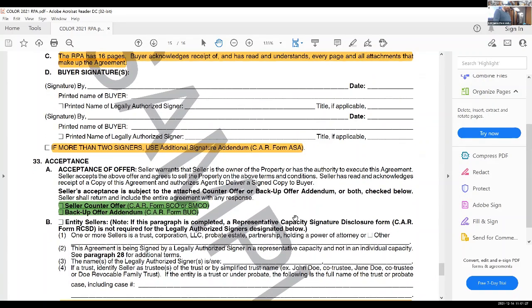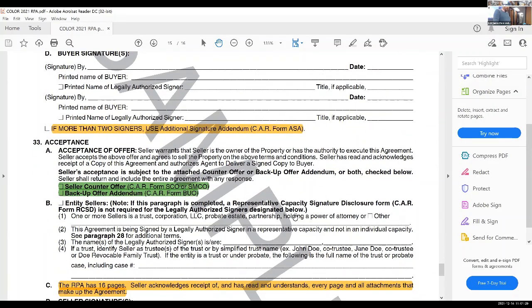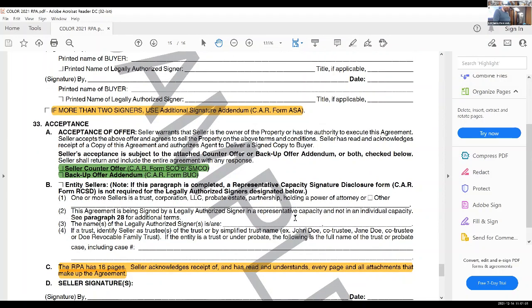The acceptance of the offer: if the seller accepts the offer, they can accept it subject to a counteroffer, right? If there's any terms they don't like, not just the price, guys, contingency, if they don't like the close of escrow day, it's a counteroffer. If they don't like the contingency times, it's a counteroffer. See, a lot of times we like to do that by addendum. It's not proper.